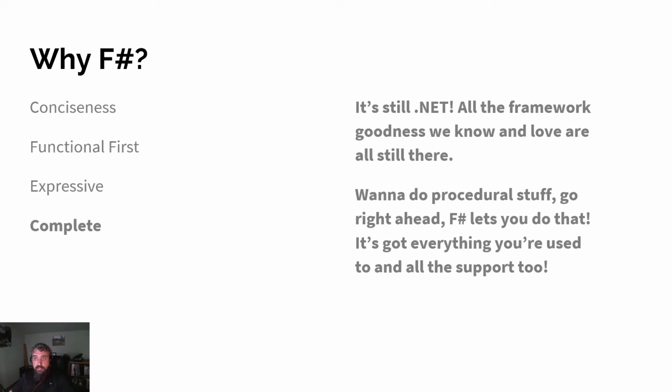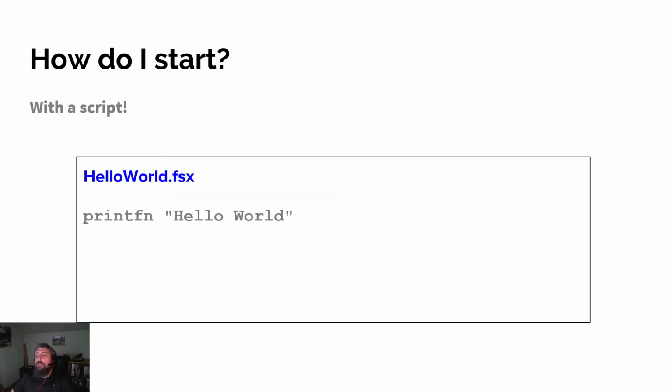So if you can write less code, write it in a more functional style that's a little easier to test, which is one of those benefits of a functional style, and do all the same things, I just don't see any reason why you wouldn't want to use F#. But, here's how. So how do you start?